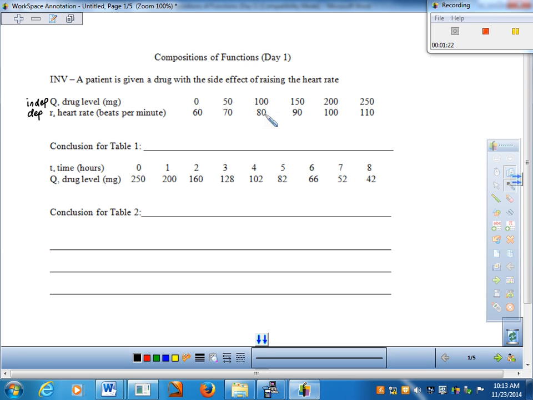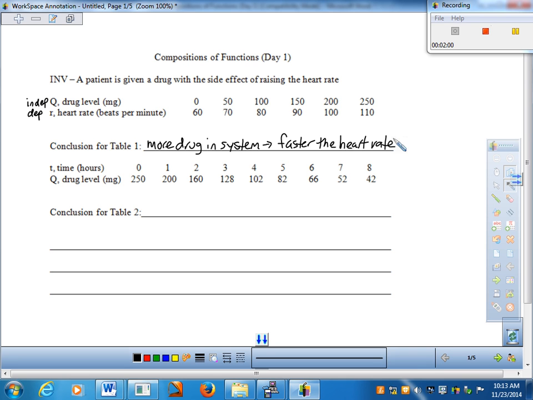And that's all we're going to put in this conclusion right here. It doesn't have to be dramatic by any means. Very simply, the more drug in the system, the faster the heart rate. However you want to do this, you're more than welcome to paraphrase me if you'd like, but the more drug in the system, the faster the heart rate. Heart rate is increasing as that drug level increases as well.